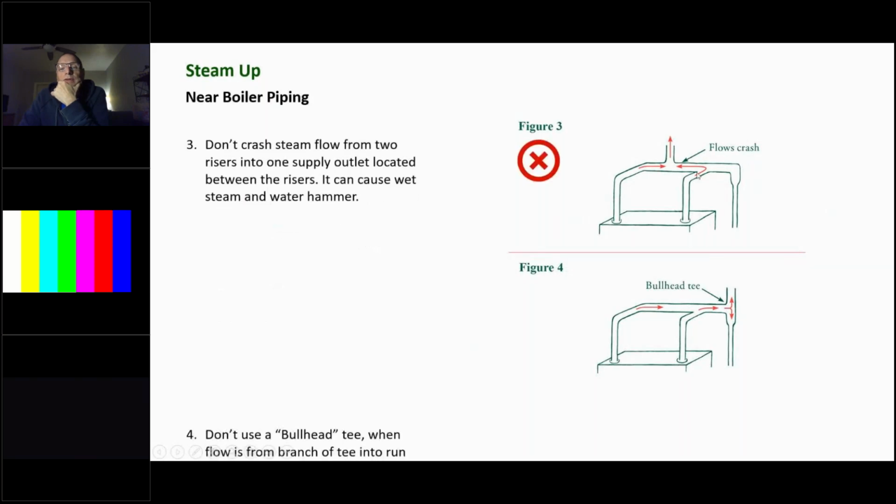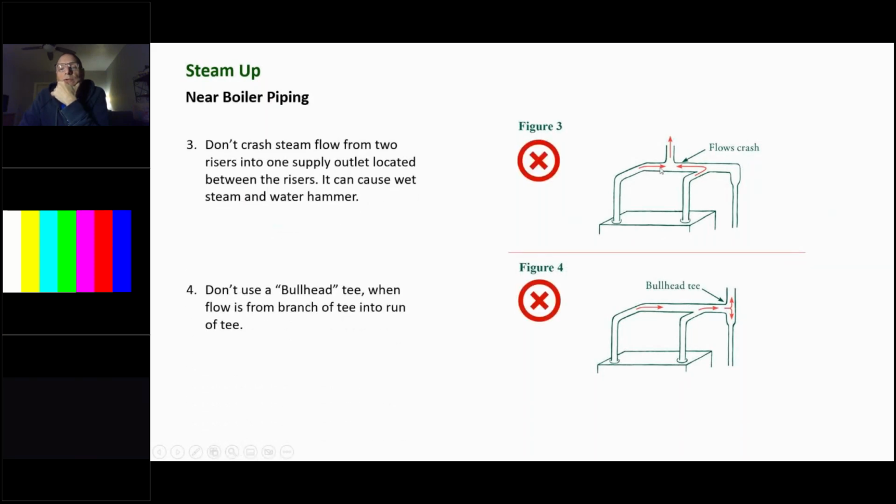So again, this is where we have two risers flowing against each other. We don't want to crash the steam flow from two risers into one supply outlet, because as they meet and combine, remember, this is coming out at 1,700 feet per second in both of these risers and running into each other here. And when that happens, you'll get that wet steam going out to the system. And the same with this, don't use a bullhead tee when the flow is from a branch tee to a run. So on the equalizer line, you want that takeoff to be here and then go to the equalizer line.